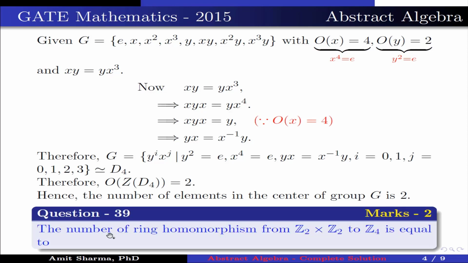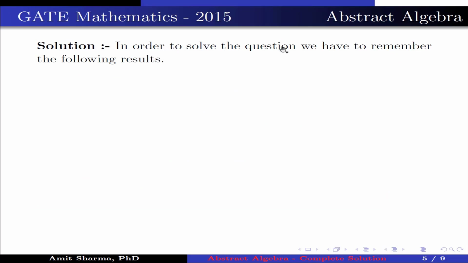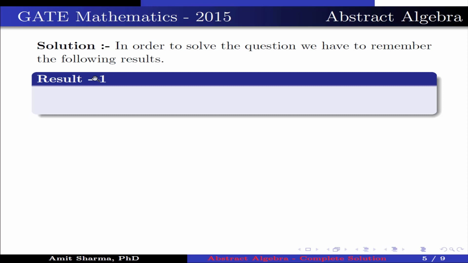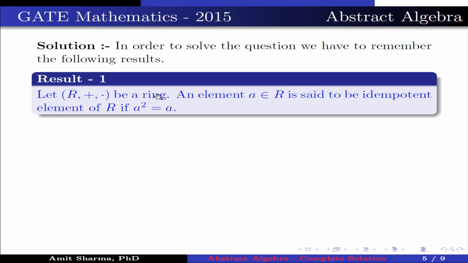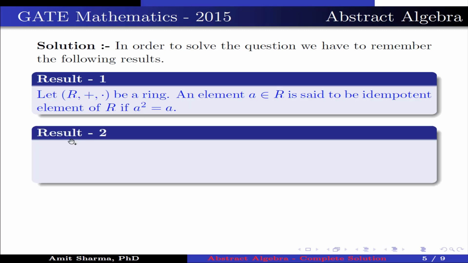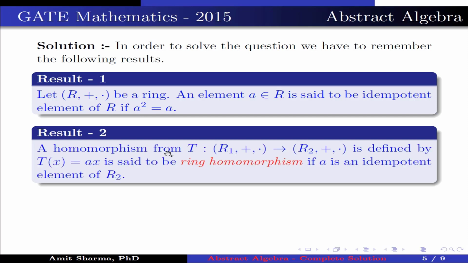Question number 39. The number of ring homomorphisms from Z2 cross Z2 to Z4 is equal to. In order to solve the question, we have to remember the following results. Result number 1. Let R be a ring, an element a belongs to R is said to be an idempotent element of R if a square equal to a. Result number 2. A homomorphism T from ring R1 to R2 defined by T(x) equal to ax is said to be a ring homomorphism if a is an idempotent element of R2.